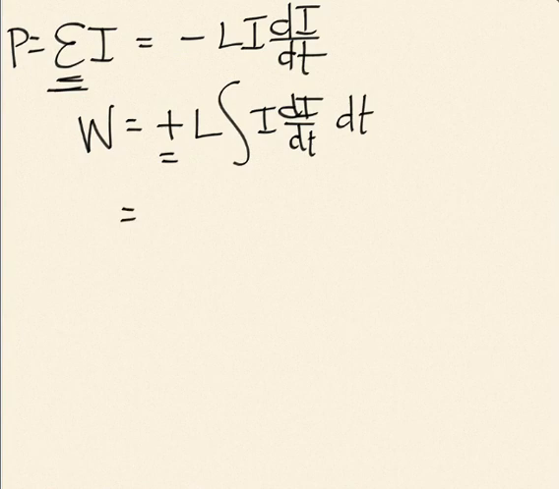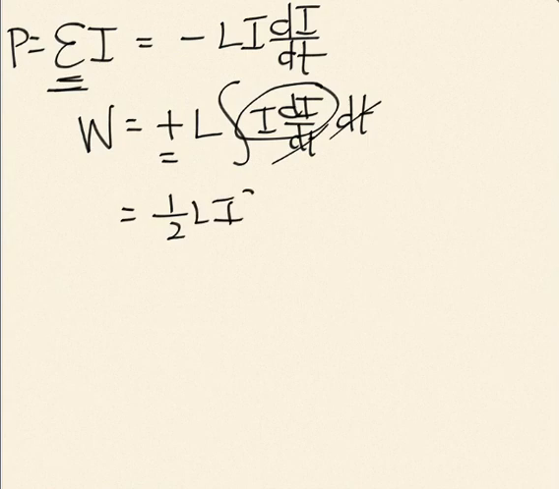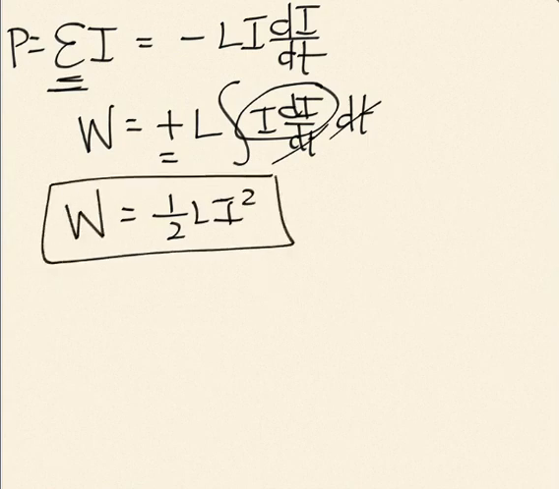And you can integrate this. I can basically cancel that out, and I have the integral of L i di, and that's going to be 1/2 L i squared. So that's the energy stored inside of an inductor given a certain amount of current i flowing through it. And as I was saying before, this is stored in the magnetic field.